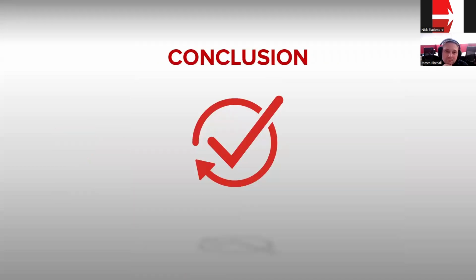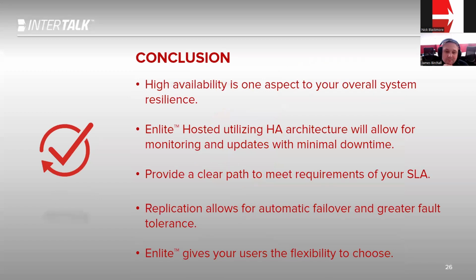So, in conclusion, high availability is one aspect of your overall system resilience. Enlite hosted utilizing high availability architecture will allow for monitoring and updates with minimal downtime. It provides a clear path to meet the requirements of your service level agreements. Replication allows for automatic failover and greater fault tolerance within a high availability server architecture. And Enlite truly does give your users the flexibility to choose how they want to deploy, and gives migration paths from, say, a totally on-premise system to the cloud for when they're ready.